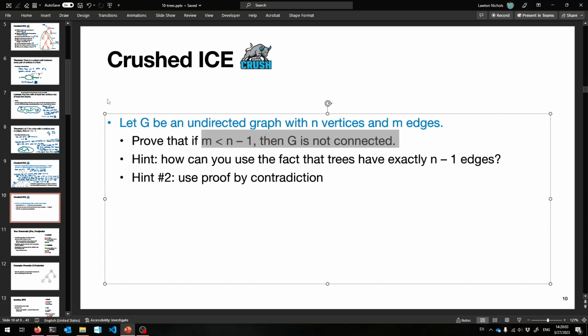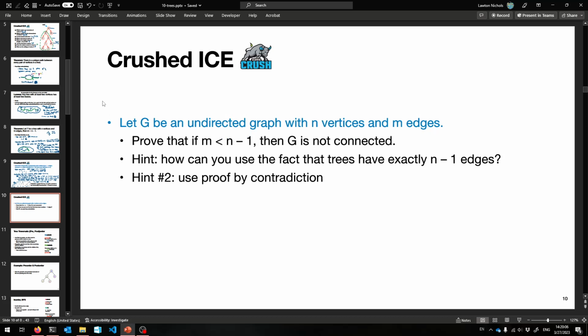And here are my hints to you before we start. So for example, here's a graph with, let's say, m is 2, n equals 3. So that's exactly equal. m is equal to n minus 1. If m is less than n minus 1, that's like chopping off one of these guys. It's like chopping off that one, and now it's unconnected, right?